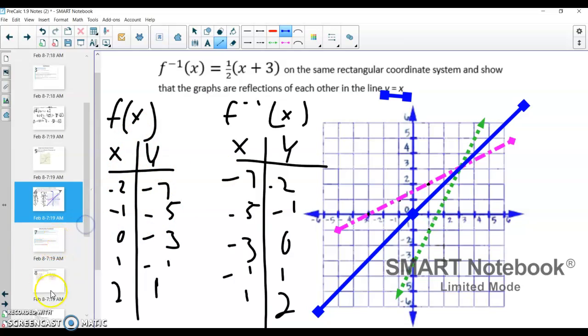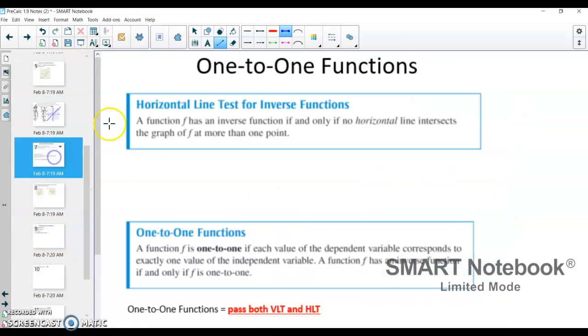Moving on, we have one-to-one functions. One-to-one functions are functions that pass both the vertical line test and the horizontal line test. And the horizontal line test pretty much just means, it's similar to the vertical line test, if we can draw a line horizontally through a function and it only hits that function at one point, then it has an inverse. If you draw a line through a function and it hits it in 2 points, it will not have an inverse because it's not one-to-one then.